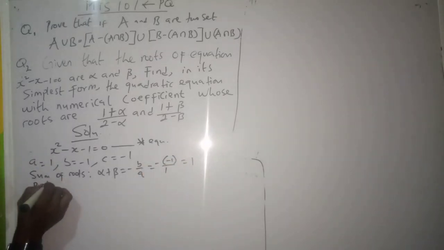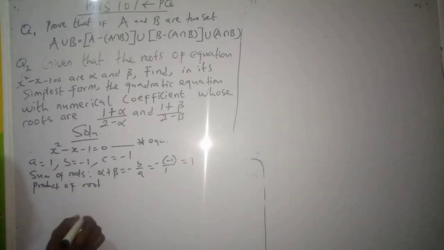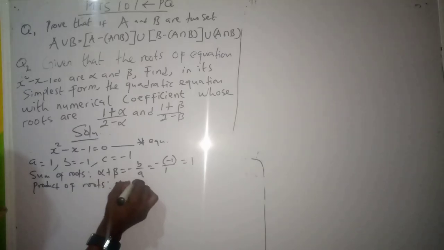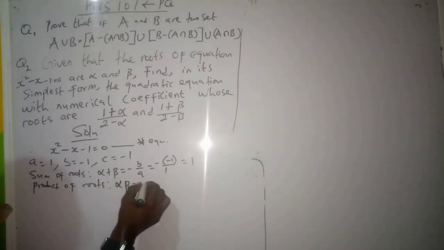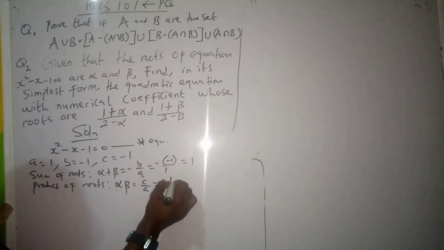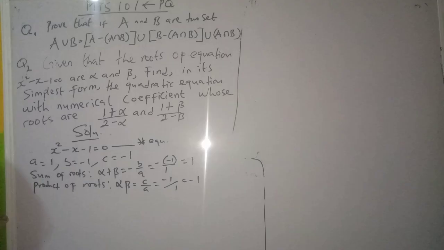Now our product of roots. Product of roots is alpha beta, right? So alpha beta is usually c over a. So what's c here? Minus 1 divided by what's a? 1. Then this one is minus 1. Okay, so that's it.